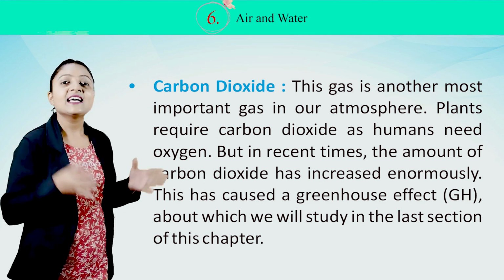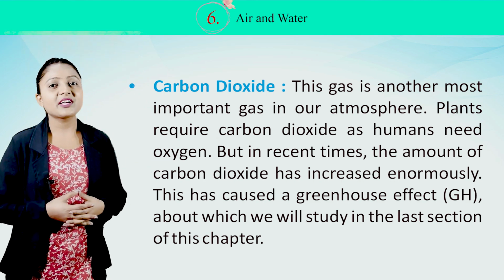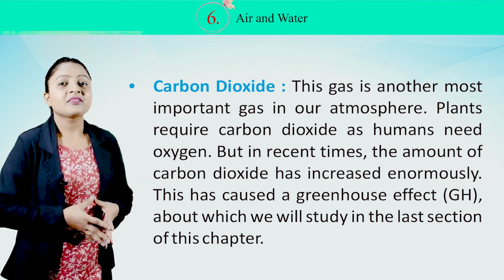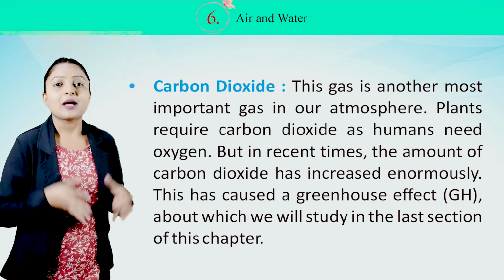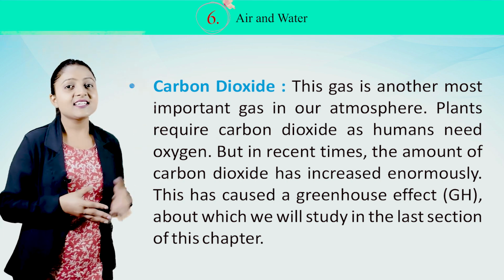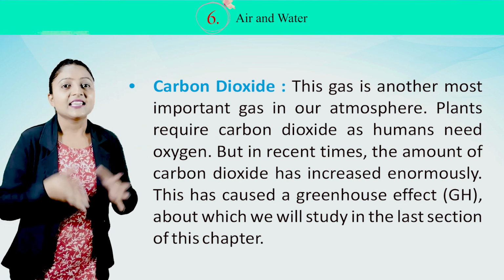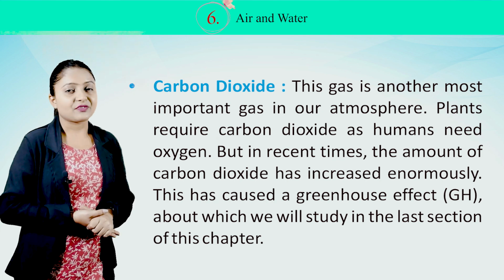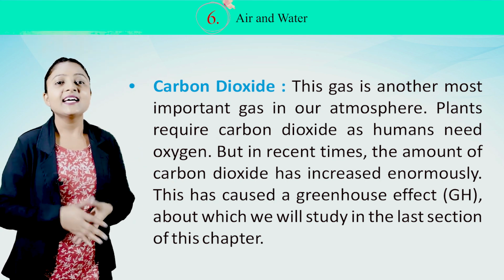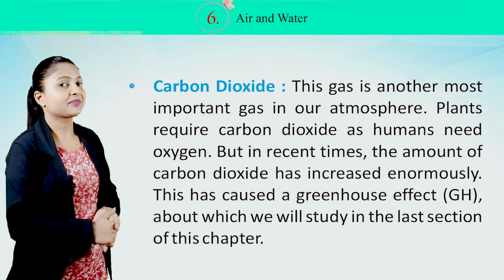Carbon dioxide. This gas is another most important gas in our atmosphere. Plants require carbon dioxide as humans need oxygen. But in recent times, the amount of carbon dioxide has increased enormously. This has caused a greenhouse effect, GH, about which we will study in the last section of this chapter.